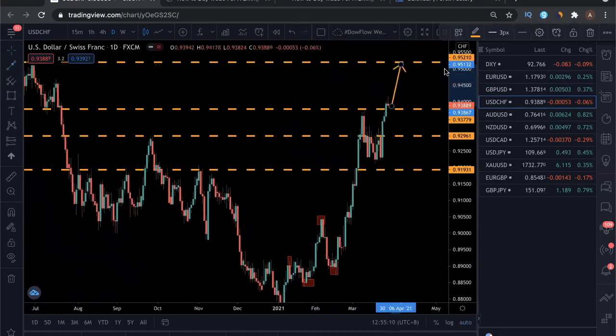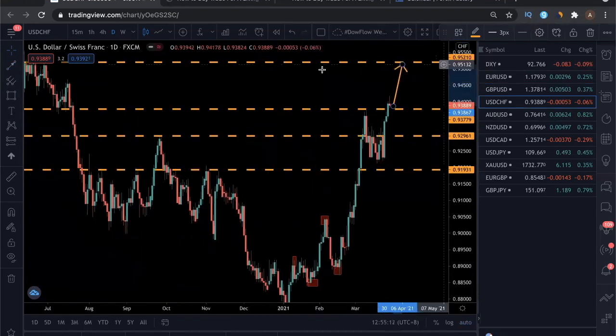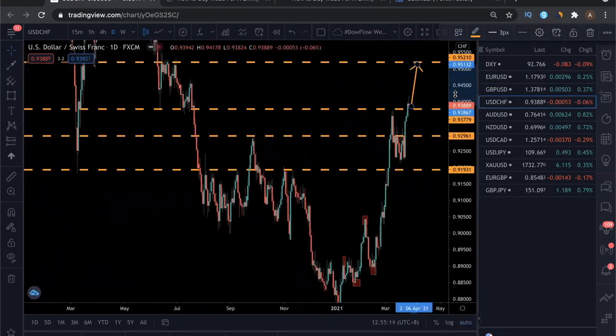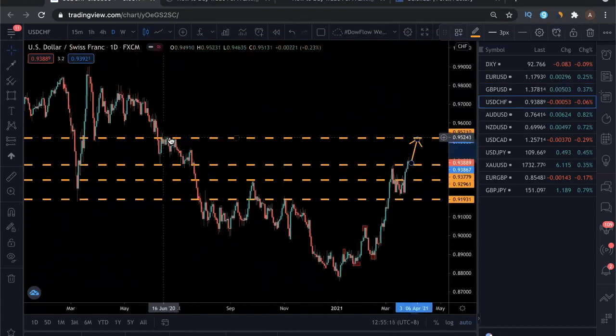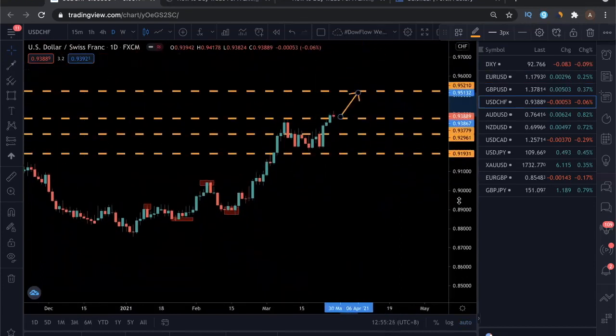So how did I get the next level? 0.9521 is just over here. Let me show it to you. It's just over here. This was the range bound. This was a range bound market, and this was a low, and this was of course the high. And if you look here, this is also an important level. So there's quite some space.